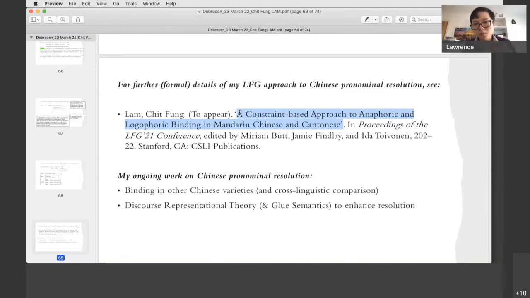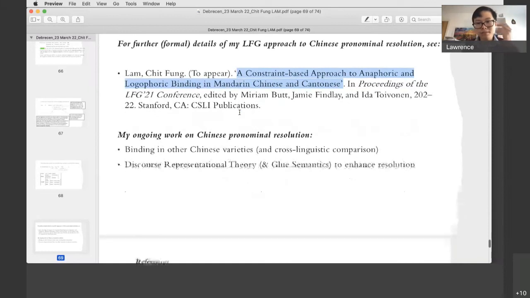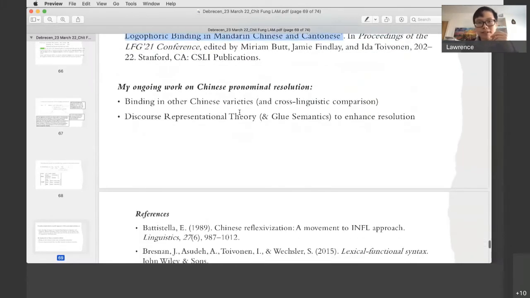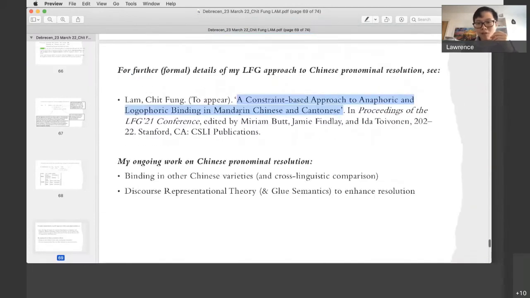My current work at the moment is that I'm still working on binding, and I try to compare the different binding relations in different Chinese languages, as well as making some cross-linguistic comparison. Also, in my recent work, I'm trying to move more into discourse representation theory and see how a more formal semantics can help us enhance pronominal resolution. So this is the end of my talk.